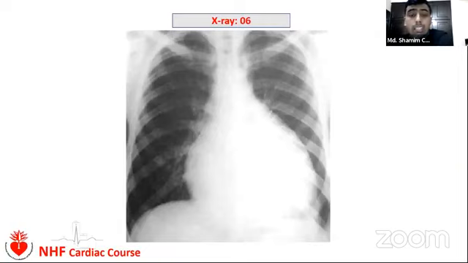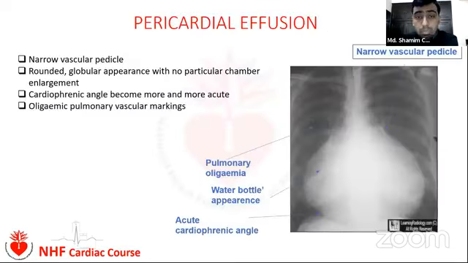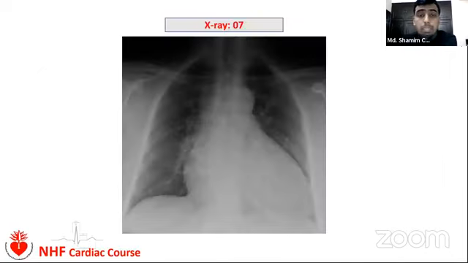And this is my next X-ray. There is obvious cardiomegaly with oligemic lung fields, vascular markings less prominent, and acute angles of the heart, both right and left cardiophrenic angles, with clear margins. So probably this is a case of pericardial effusion. Now, what are the signs of pericardial effusion? There will be a narrow vascular pedicle, a rounded or globular appearance with no particular chamber identification, cardiophrenic angles becoming more and more acute, and oligemic vascular markings.